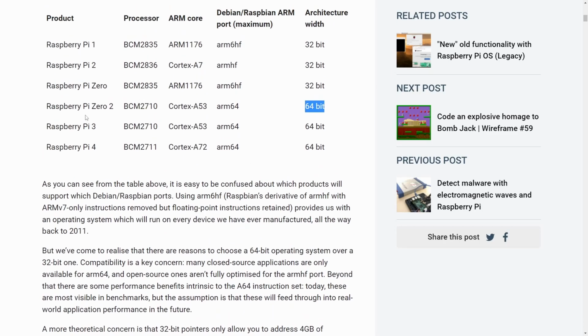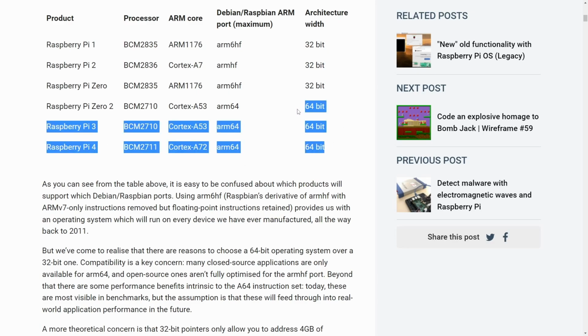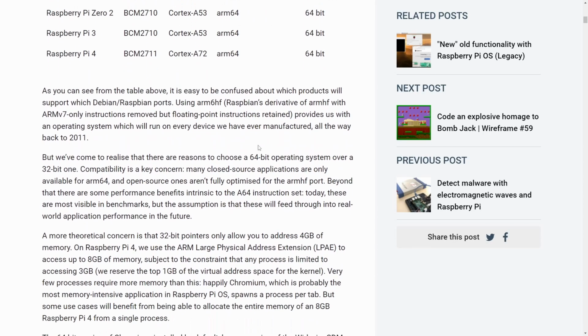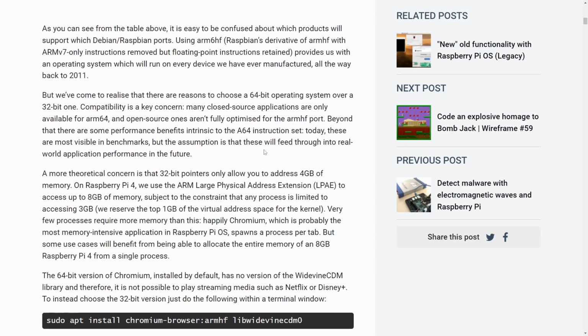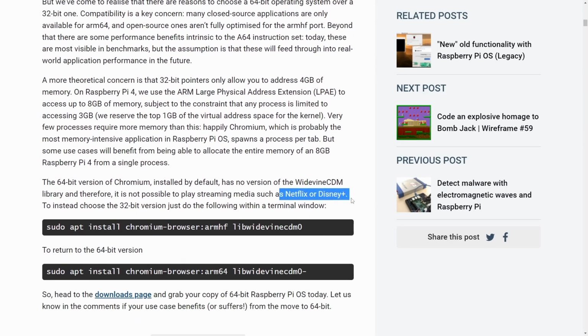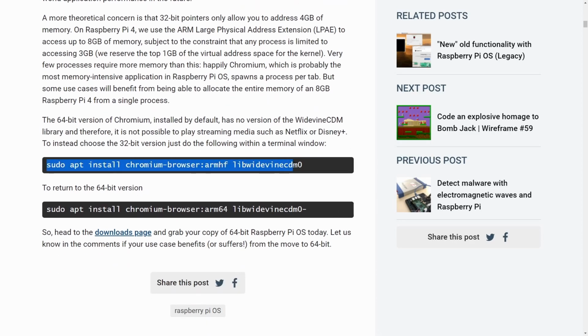It shows us here in this awesome table: Raspberry Pi Zero 2 and on, so Raspberry Pi 3 and Raspberry Pi 4 all have the capability of using the 64-bit image. So if you have one of those, why not try upgrading? I hear that there's a few issues with some of the applications on the 64-bit version, but it won't take long for the masses to test things out and get over those bugs. For example, here, Netflix and Disney Plus do not work. You have to revert to the 32-bit versions of these in order to get them working correctly.